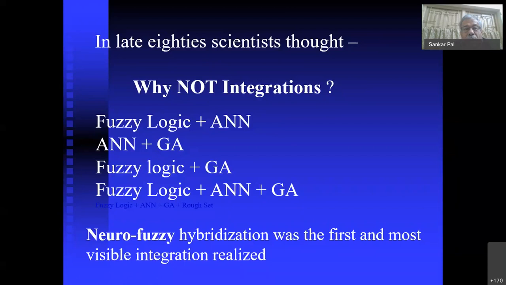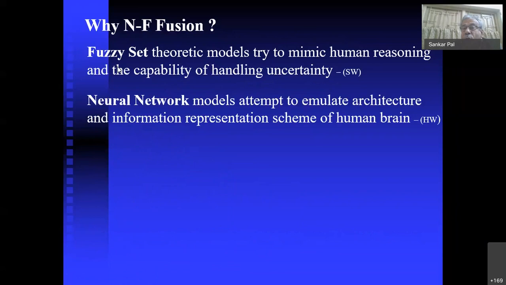Now, what is neurofuzzy? Because that is very interesting. Scientists thought, including my group from ISI, that fuzzy theory models try to mimic human reasoning and the capability of handling uncertainty. On the other hand, neural networks attempt to emulate the architecture and information representation of the human brain. So if fuzzy set provides the software, neural net provides the hardware. It's a very holy concept. So therefore, we can have integration in the name of neurofuzzy. So too many publications came up again.